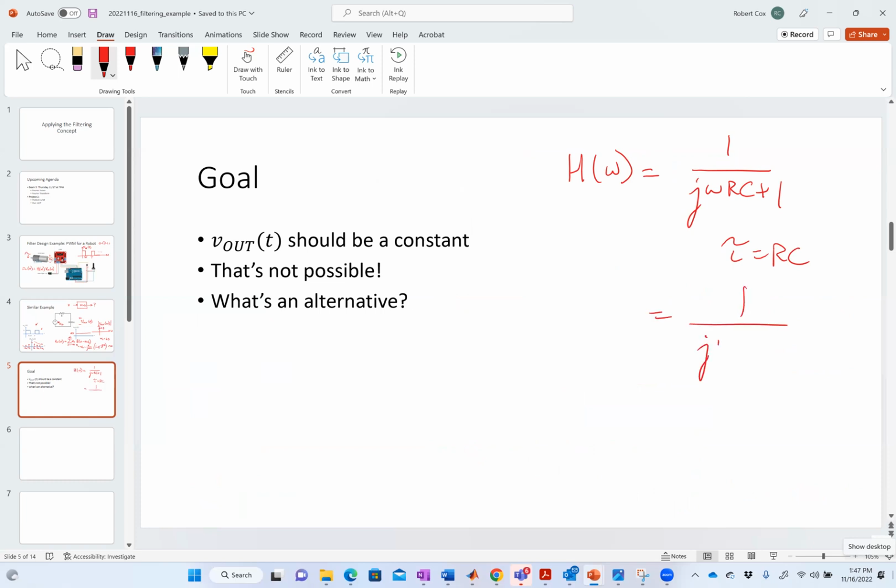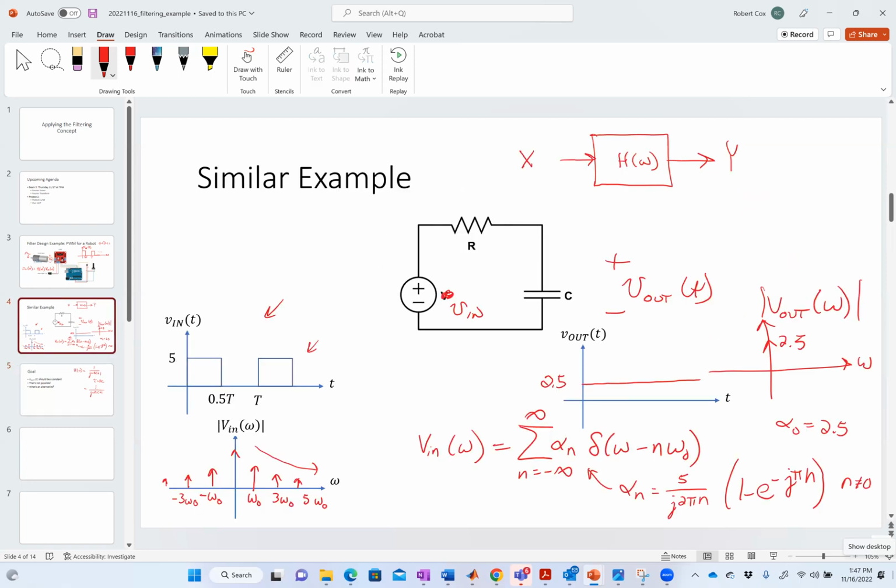So I'm going to say j omega RC plus 1. Now that's a complex function of a real variable. Omega is an input. It's a real number, right? It's a complex output. Okay.